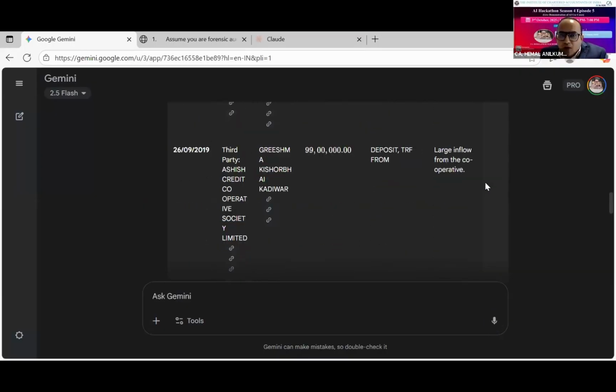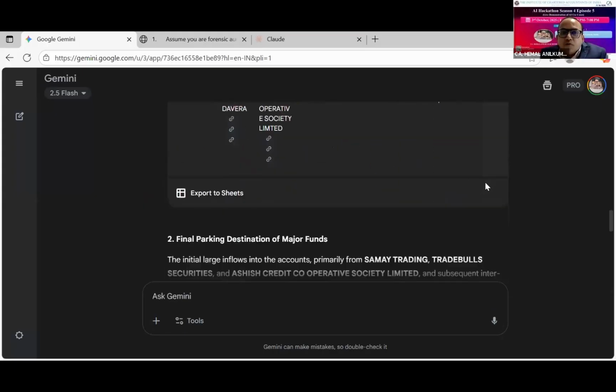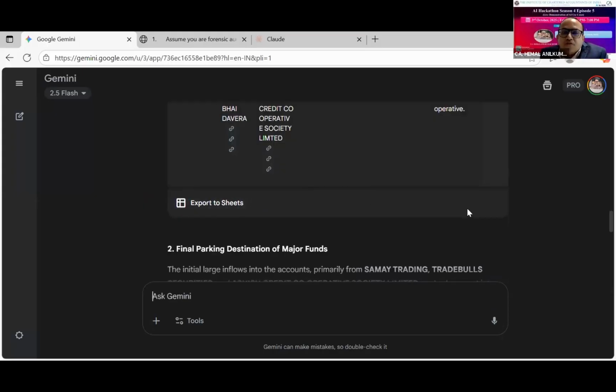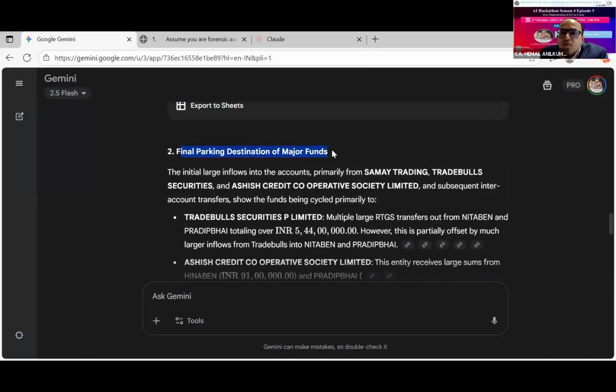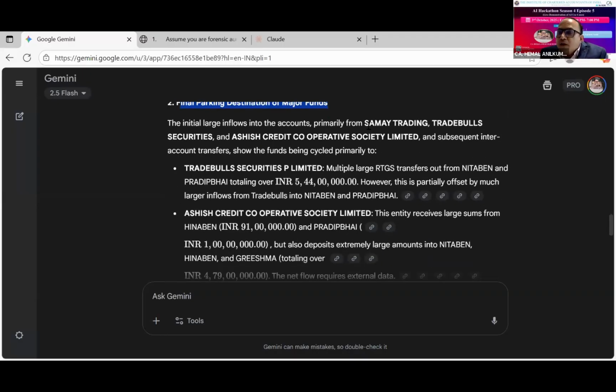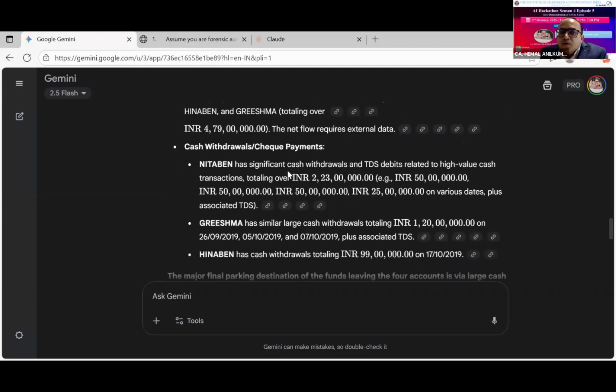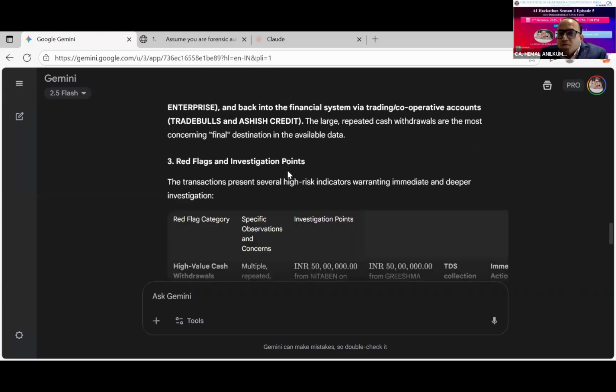This can further be taken into an Excel sheet from Google Sheets. Final parking destinations, meaning major fund parking destinations, where from inflow, where from outflow, all these details are extracted by Gemini from a bank statement itself. And up to 35 pages of bank statements at a time can be extracted by Gemini. This Gemini tool gives a simple structure for investigation.